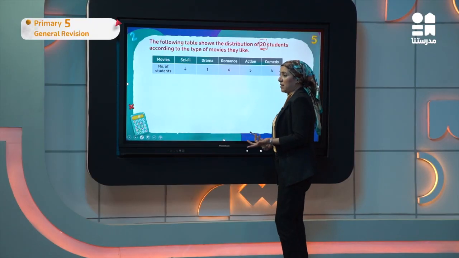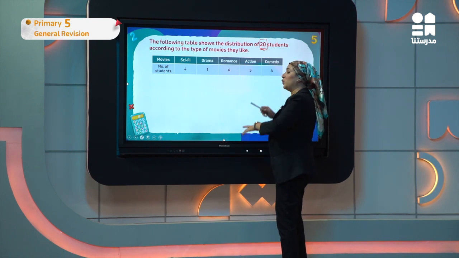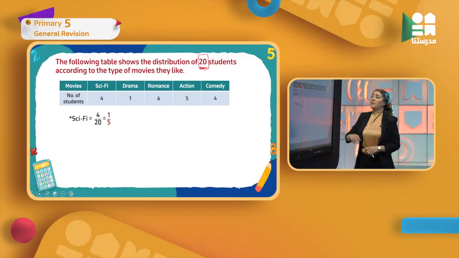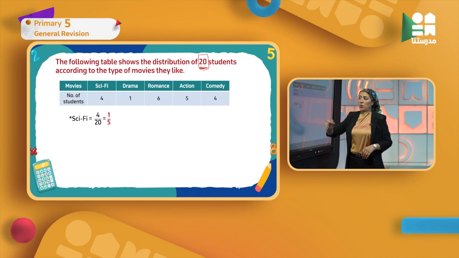Sci-fi, how many students like sci-fi movies? I have 4 students. So 4 out of the 20 students الموجودين عندي. So it's gonna be 4 over 20. Okay? So here it's 4 over 20. So when I simplify it, لأنه ال 4 وال 20 الاثنين عندهم common factor 4. So 4 divided by 4 is 1 and 20 divided by 4 is 5. So it's 1 over 5.